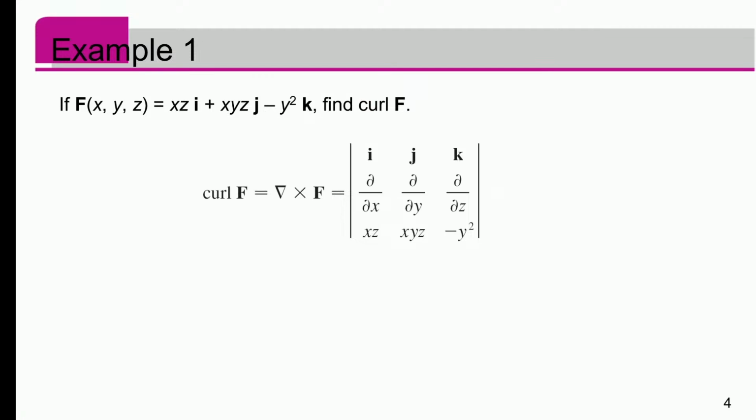And then you have the x, y, and z from the vector field down here. And then I just have to set up the cross product. Cross product isn't too bad with this one. So give me a sec.